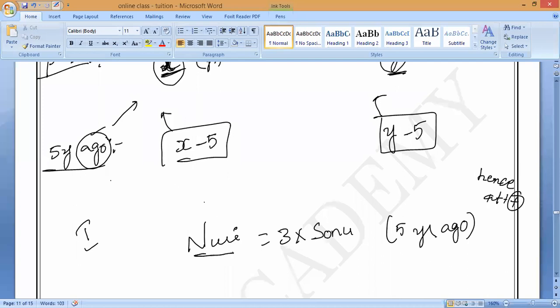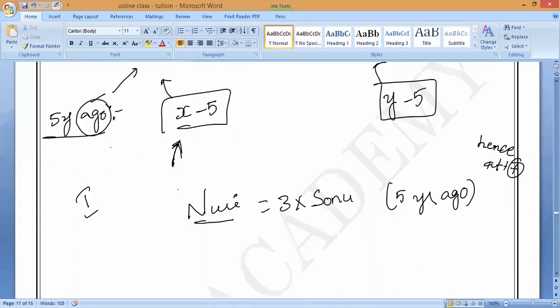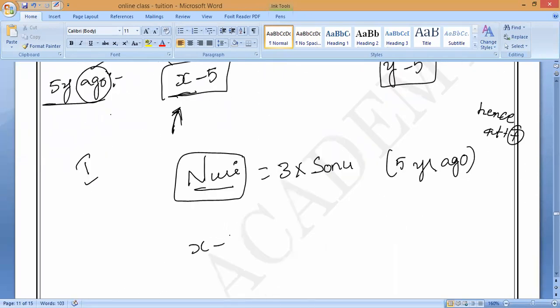What is Nuri's age 5 years ago? X minus 5. And Sonu's is Y minus 5, since Y means Sonu's present age. So X minus 5 equal to 3 into Sonu's age, which is Y minus 5. Any doubt? No, ma'am.